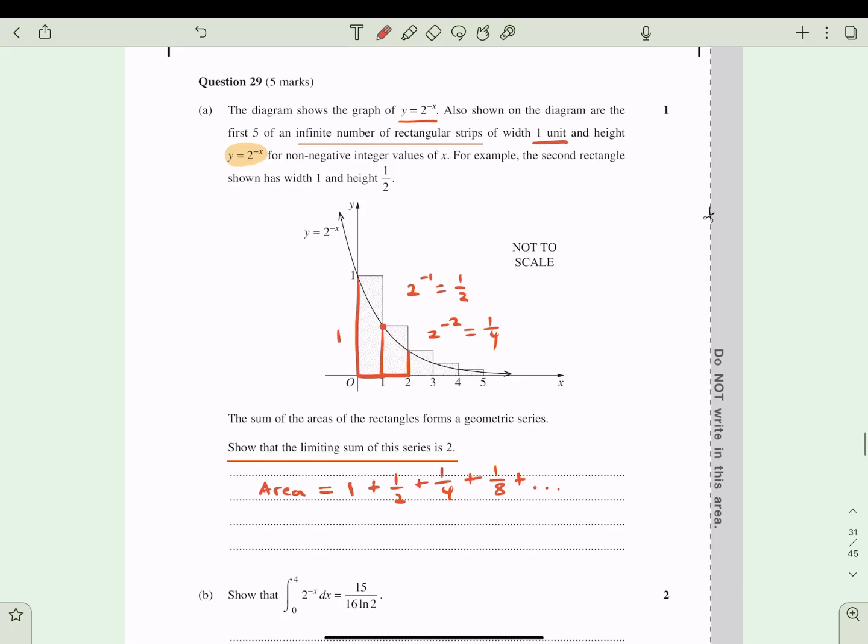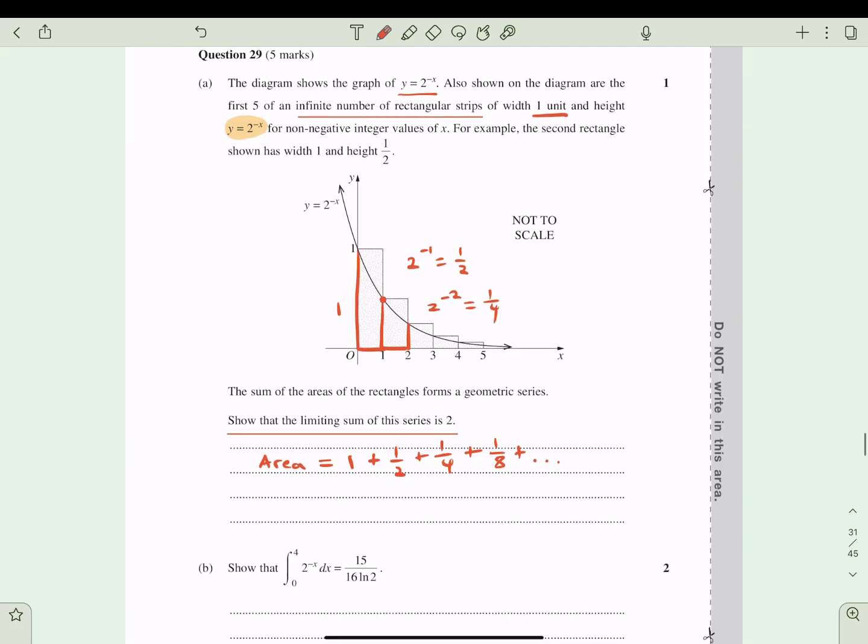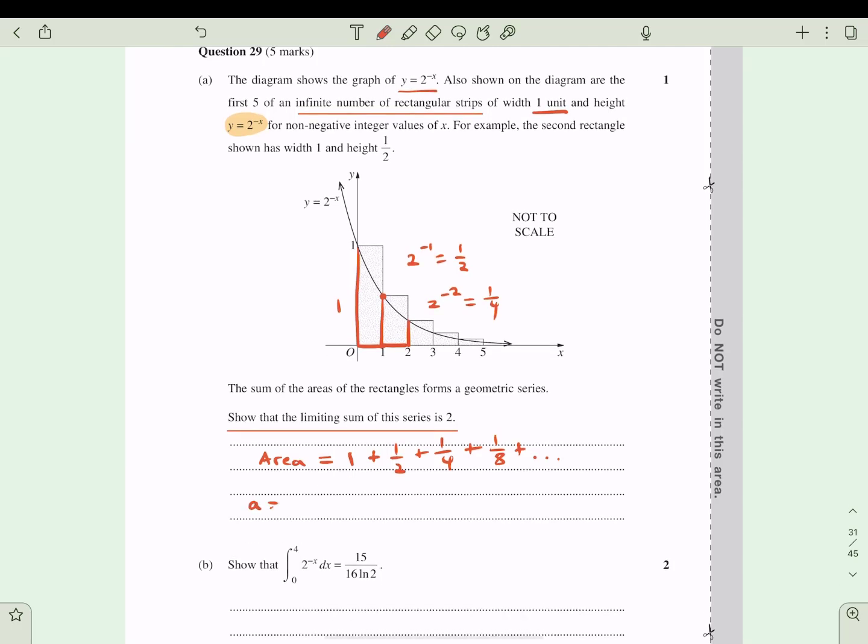Okay? Now, this is a geometric series where a, the first term, is equal to 1, and r, the common ratio, is going to equal half. So if we are asked for the limiting sum, recall that the limiting sum equation is a over 1 minus r, and that's going to equal 1 over 1 minus a half. Okay, so therefore in this case, that's going to equal 2. So the limiting sum of this series is just 2. Part B.